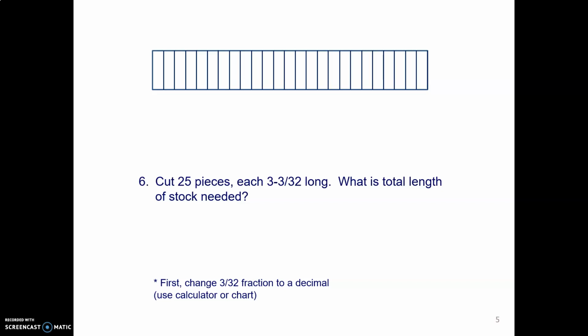The first thing you could do to figure out how long this whole thing is, what I would do, is I would get out my calculator and go 3 divided by 32 and find out what 3/32 is in decimal form. And after a while, you'll get so you know that by memory. And then add that to 3. So 3.093 times 25, how long is that?